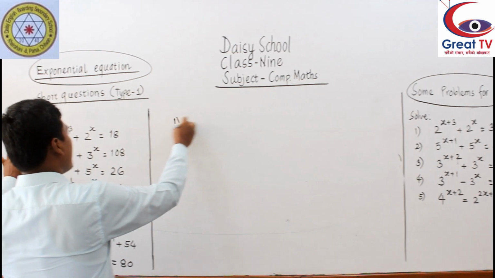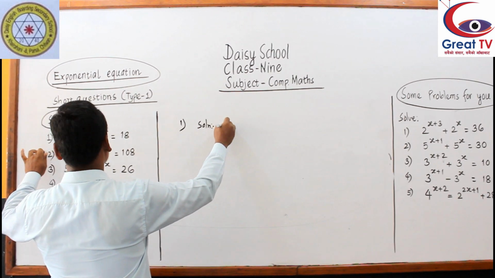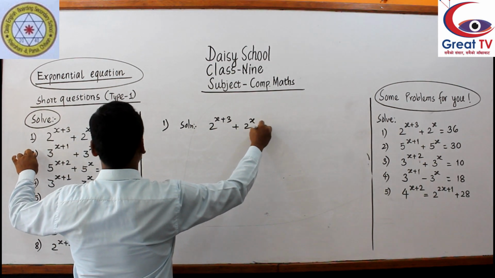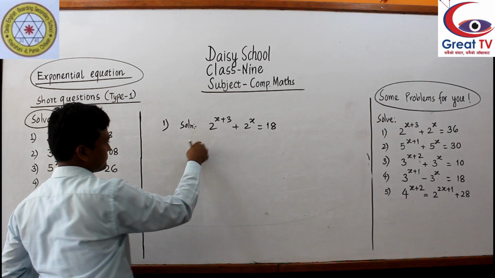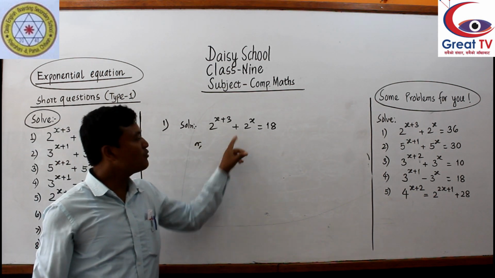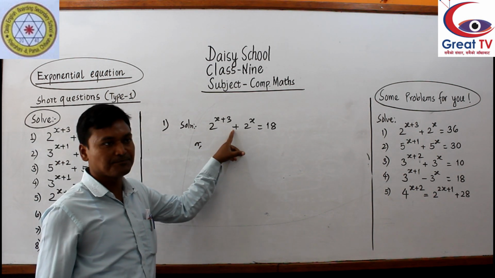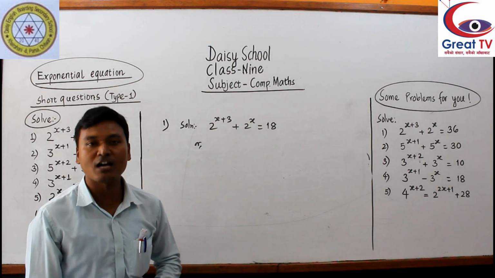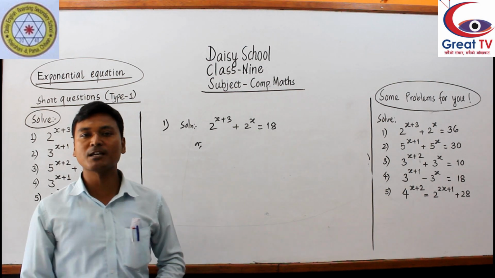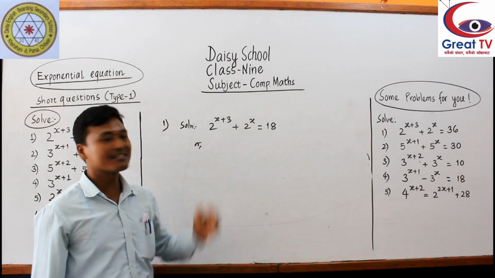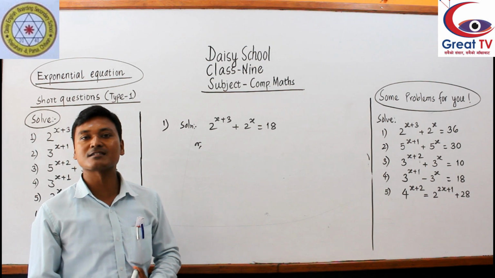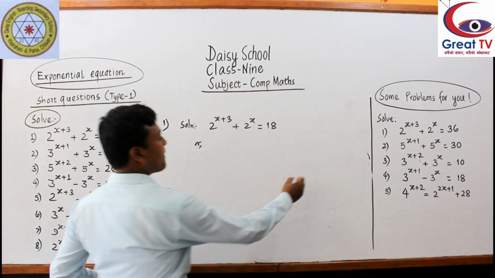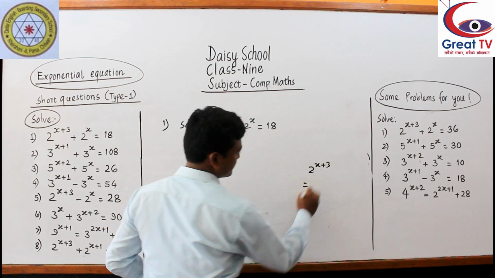Okay, question number 1. The question starts 2 to the power x plus 3 plus 2 to the power x equals to 18. Be careful, my dear students. Here we have addition symbol, addition sign. This type of problem we have already read while solving some types of short questions from the topic laws of indices, and I have already told you this topic is a little similar to the topic laws of indices. So here you have 2 to the power x plus 3.